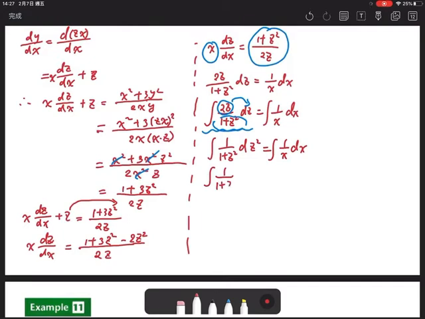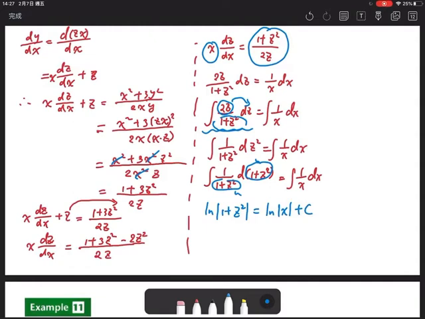We can also add 1 here, make it as 1 plus z squared. It is also the same because d1 is 0, and equals the right hand side. And so now we can regard this as u, so it is 1 over u du, so actually it will be ln absolute value of 1 plus z squared equals, the right hand side is ln absolute value of x plus constant c, okay?